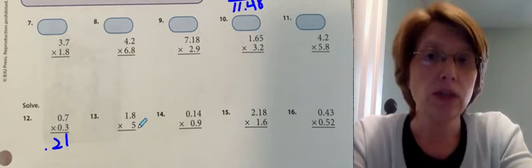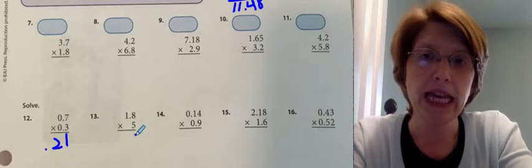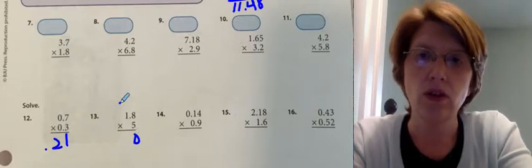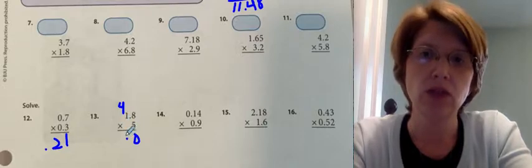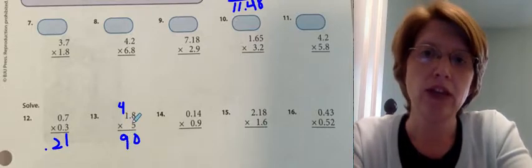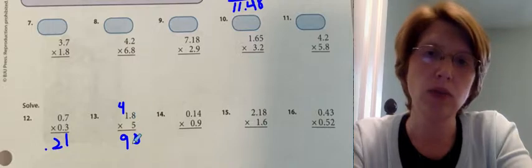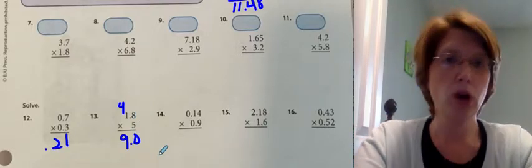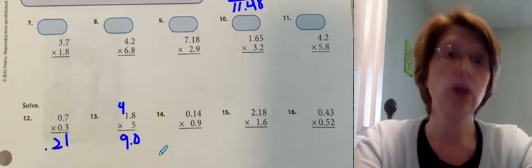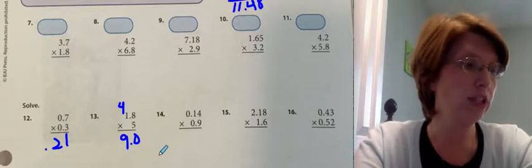Now, let's do this one. 5 times 8 is 40. 5 times 1 is 5, plus 4 is 9. And then there needs to be one number behind a decimal, which is going to go there. So if I were to rewrite that number, 9.0 is actually equal to just 9.